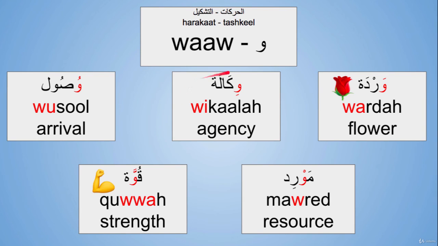And for the letter waw, with fatha, it sounds as wa, like in the word warda, warda, which means flower. And with kasra, it sounds as wi, like the word wikala, which means agency. And with dhamma, it sounds as wu, like the word wusul, which means arrival. And with sukoon, you can find a word like mawrid, which means resource. And for shadda, you can find a word like quwwa, which means strength.